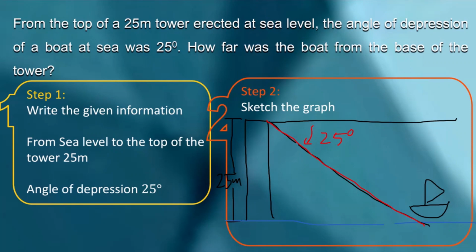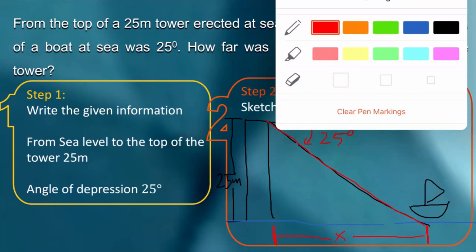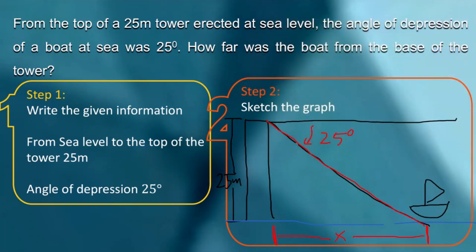Ayan po. And then, hahanapin daw natin is gano'n daw kalayo yung boat from the base of the tower, which is this one. From this boat, saka itong base of the tower. Gaano po kaya kalayo yun? Now, i-identify na po natin yung mga given na meron tayo. This is our reference angle. Ito po yung reference angle natin.